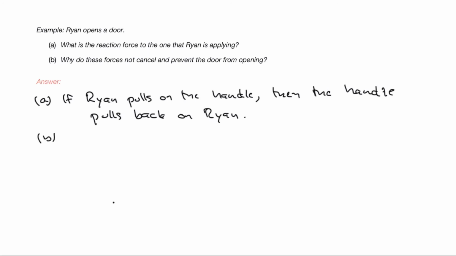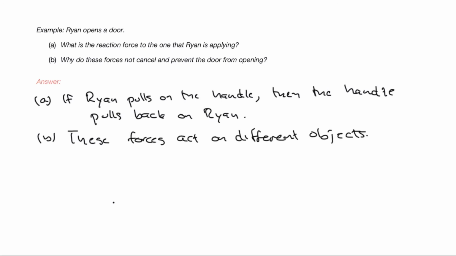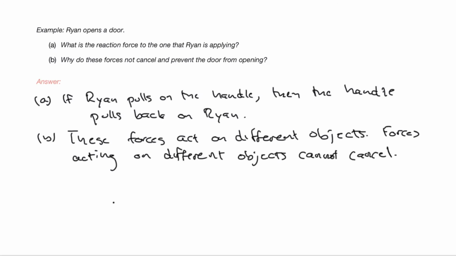Part B is getting at the question, why do these forces not cancel? And we talked about that in a previous example, where we said the reason they don't cancel is that they act on different objects. Ryan pulls on the handle, and that force acts on the handle. The handle pulls back on Ryan, and that force acts on Ryan. And two forces that do not act on the same object, and therefore are not contained in the same free body diagram, cannot possibly cancel. And so that is why there is no cancellation here. We just have two forces in opposite directions acting on separate free body diagrams.